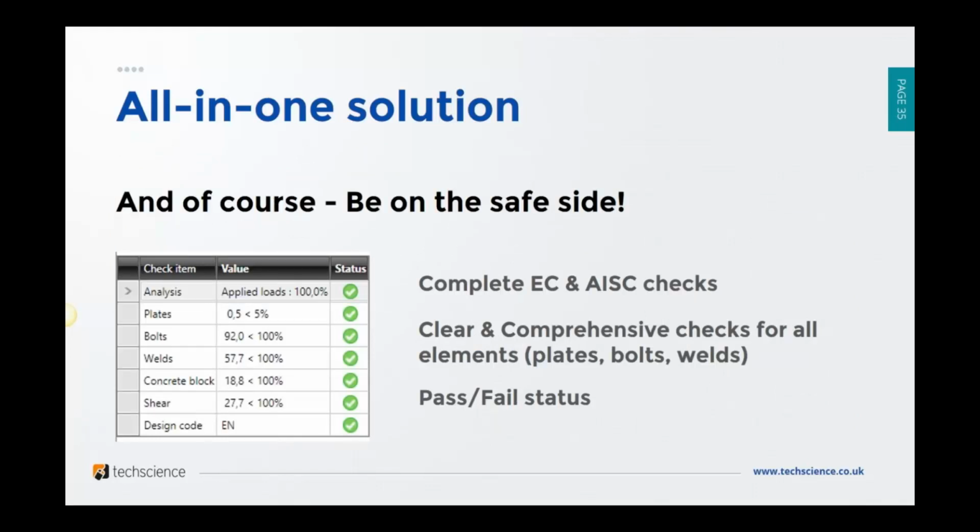That means that you can get complete Eurocode and American codes, and you get clear, comprehensive checks for all the elements: plates, bolts, and welds. And of course, you get just a simple pass and fail status for all the elements. Every single weld, every single bolt is checked.